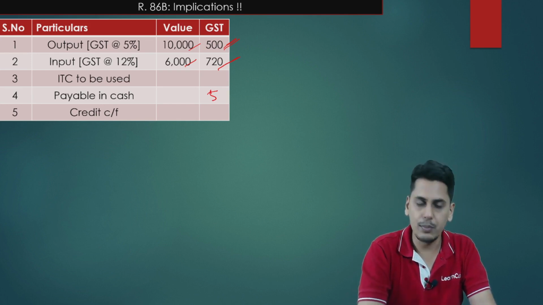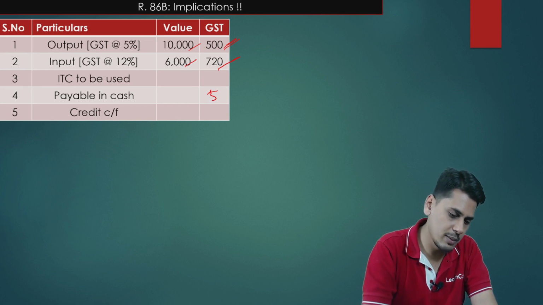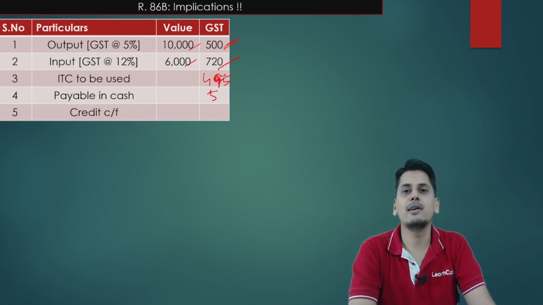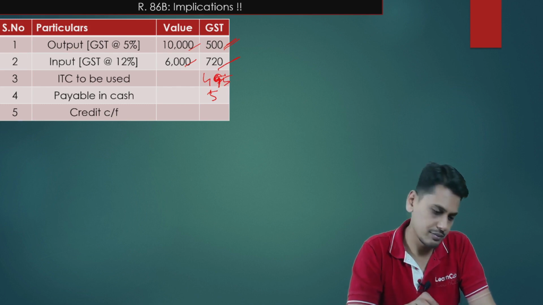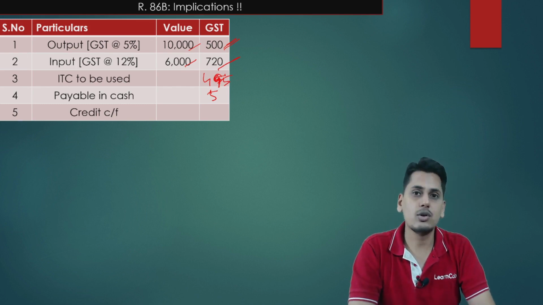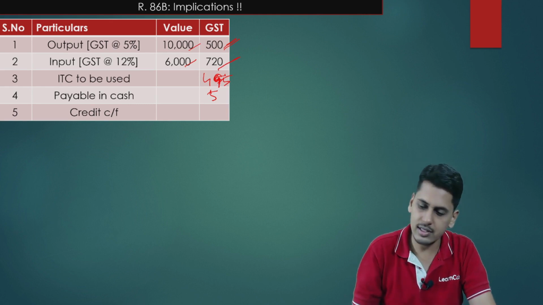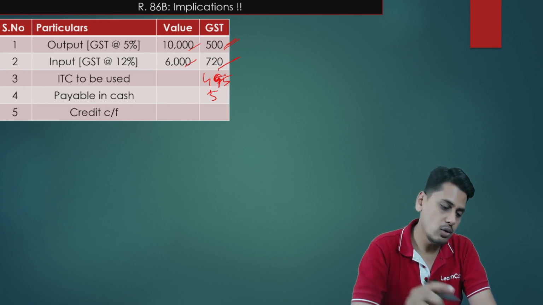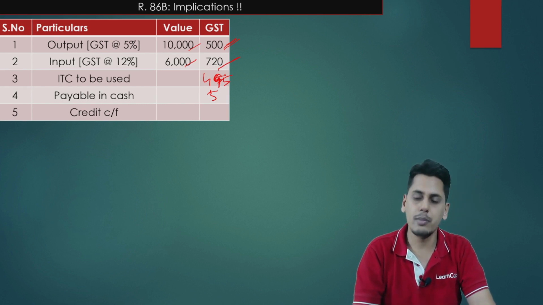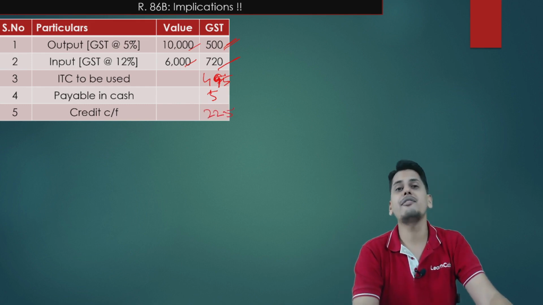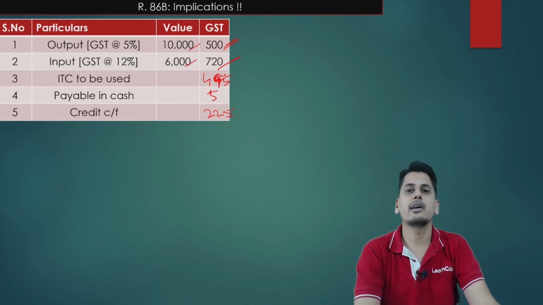How much can he pay from his input tax credit? From his input tax credit, he'll be in a position to pay 495. Out of 500 total liability, 495 he'll be paying from his credit ledger, 5 he would be paying from his cash ledger. So now friends, what is going to be the carry forward balance in his electronic credit ledger? In the electronic credit ledger, he has a balance of 720, out of which 495 he has utilized for the payment of output tax. Now the balance available in his electronic credit ledger is 225.